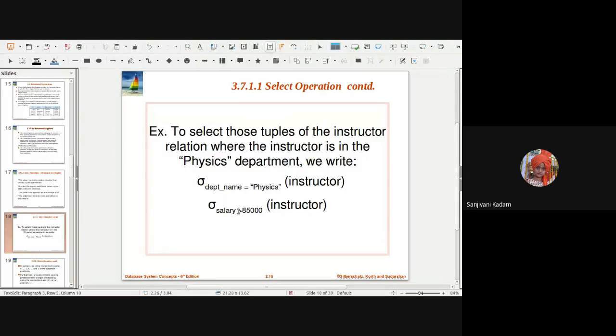So, clear with this? Yeah, ma'am. Now it is clear. Okay, shall we go for one more example by taking another relation? Yes, ma'am.